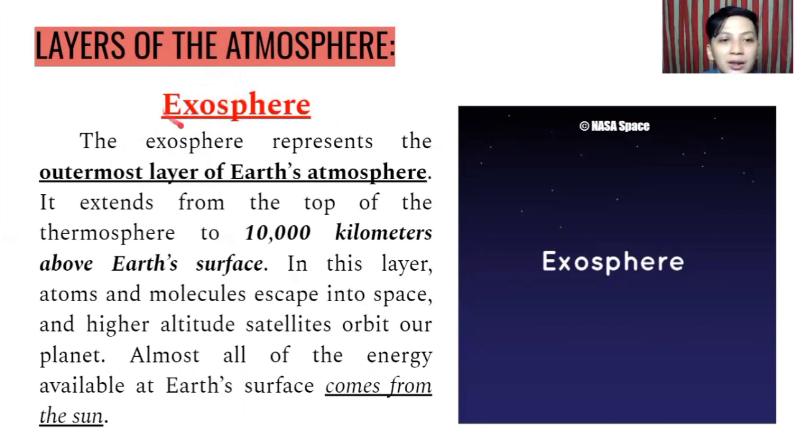And then the last part is the exosphere, from the word exo meaning to say outside or the outer part. The exosphere represents the outermost layer of the Earth's atmosphere. It extends from the top of the atmosphere to 10,000 kilometers above Earth's surface. In this layer, atoms and molecules escape into space, and higher altitude satellites orbit our planet. Almost all of the energy available at Earth's surface comes from the sun. So, total darkness. Yan na yung total darkness part of the atmosphere, the exosphere. And at the same time, a little bit hotter na rin sa part na to kasi mas malapit-lapit na siya sa araw. Okay?